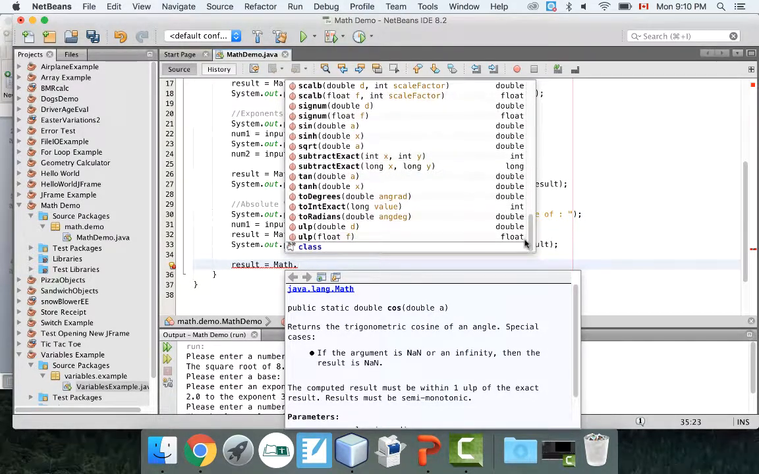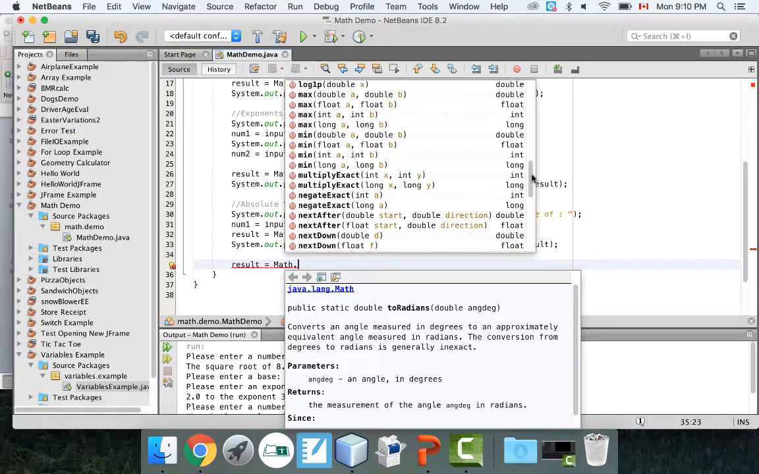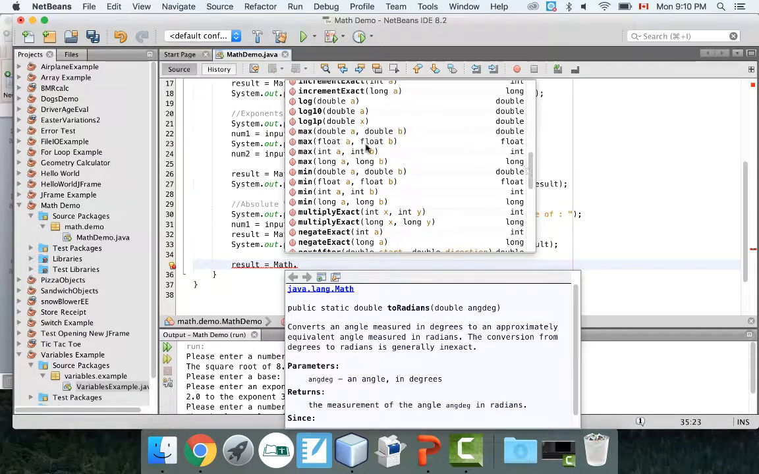So there is something called toRadians. You can send in a number and it'll convert it to radians for you. You might need that if you're going to use sine and cosine, stuff like that. What else is there? Min and max. You can send in 2 numbers and it'll spit out the biggest one. Very, very useful, or the smallest, right?